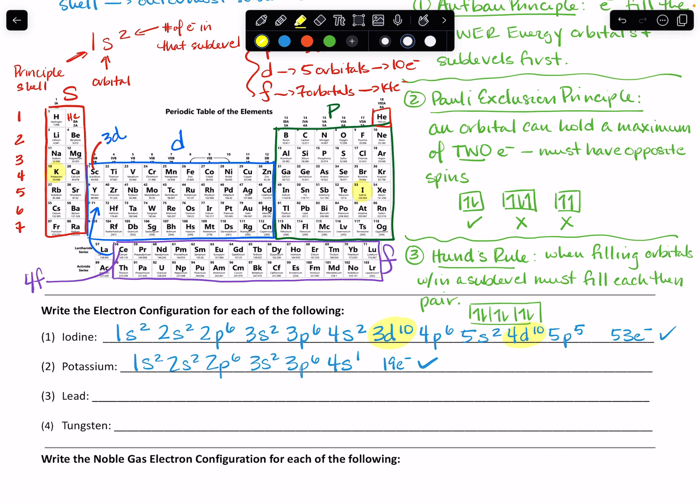Okay? All right, now we're going to do lead. There's lead. Whoa, even lower than iodine. All right, so it's going to take me a minute. So we'll start at the beginning.